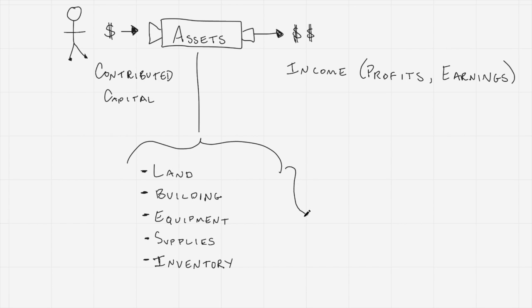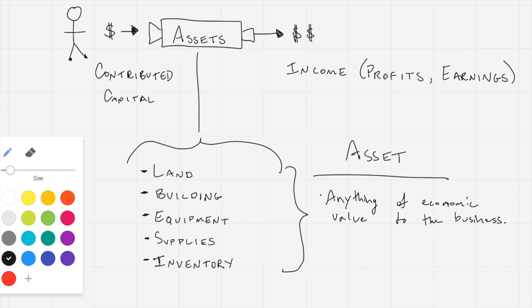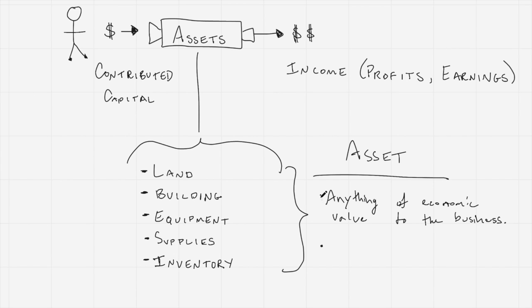So this actually leads us into a more formal definition of an asset, which we'll talk about now. Now, the formal definition of an asset is something of economic value to the business. Or actually, a better way of putting it would be anything of economic value to the business. Now, what does that mean? What does it mean for something to be of economic value? Well, in the case of a business, something is of economic value if it helps the business do its job, which remember is to earn income for the owner. So something is of economic value if it helps the business generate income.